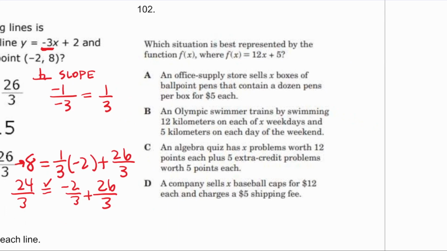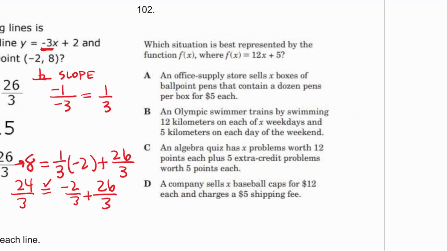Okay. Number 2, which situation is best represented by the function f of x, where f(x) is 12x plus 5? Okay, so this is a linear model. It's got a starting value of 5, and then it's got a rate of change of 12. So I'm looking for 12 each, if I'm seeing a lot of "each" in the answer choices. The only one I'm seeing with 12 each is going to be D. Yeah, $5 starting value, so that's the flat rate shipping fee, plus $12 for each baseball cap. So that's going to be D.